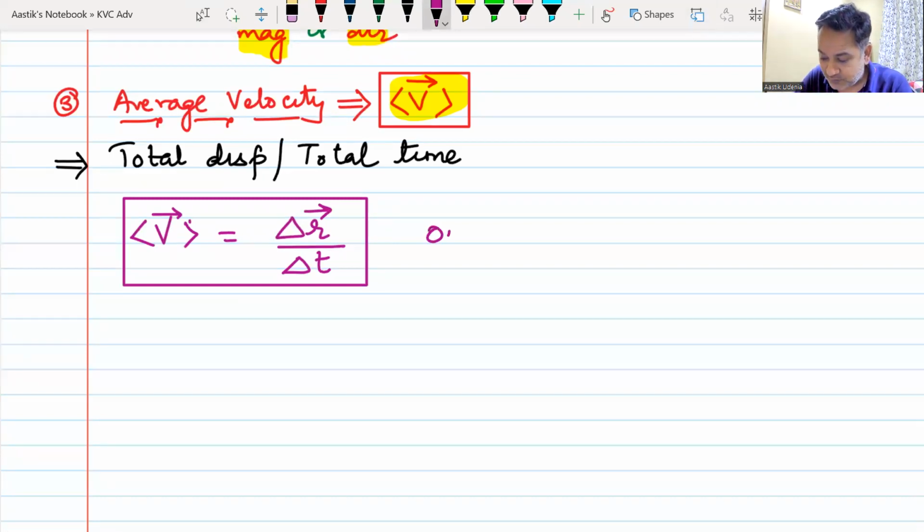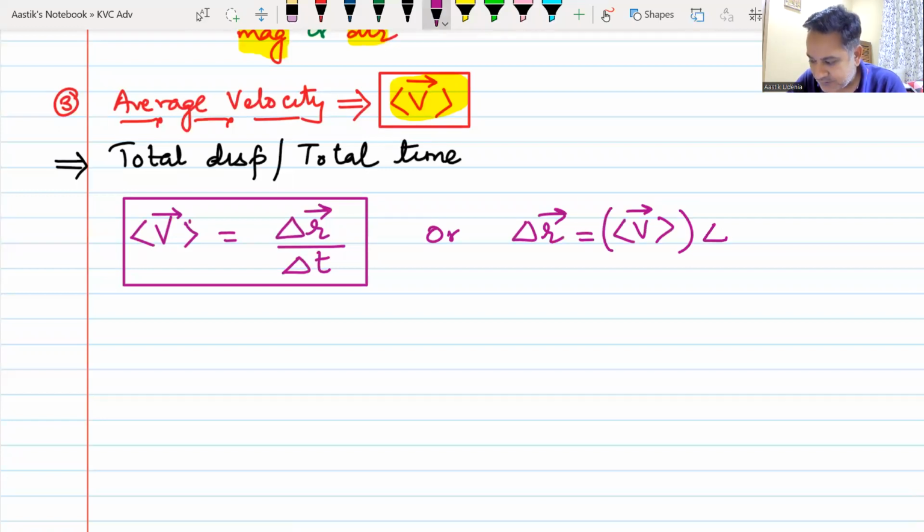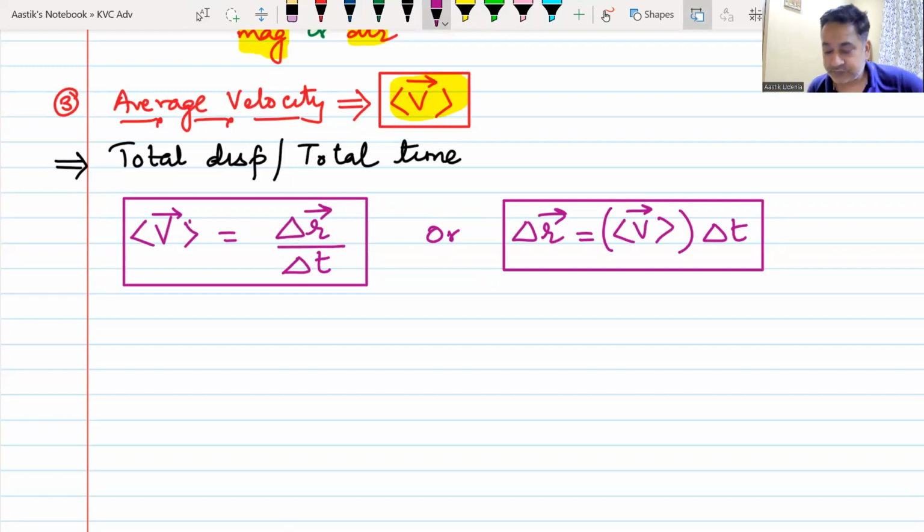You can write this formula in this way, or you can write a formula from here. Total displacement would be equal to what? Average velocity multiplied by time. So you can write the formula in this way as well. Do we understand this? Yes, sir. These are the two ways. Or from here, you can also find out how much time it takes: total displacement divided by the average velocity. Do we understand this? Yes, sir. Remember, this average velocity is always calculated over an interval of time, between two points. Do we understand this? Yes, sir.